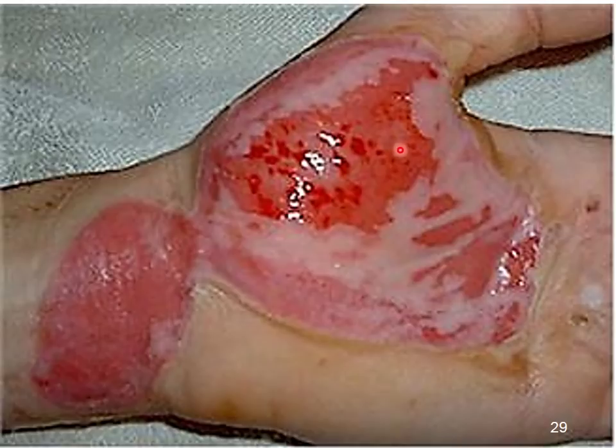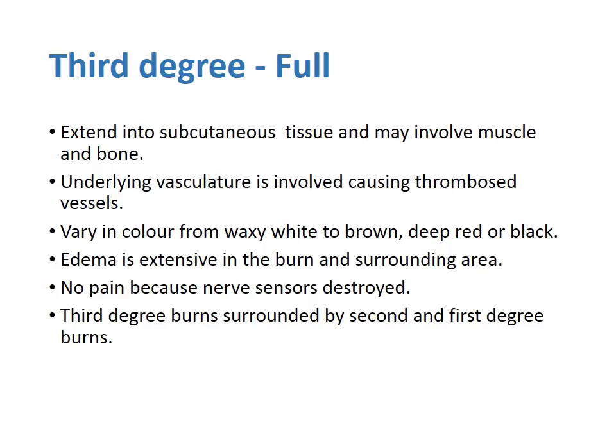But look, okay, there's all that blistering over there, that waxy sort of look. See this area right here, this sort of white area? There's your waxy. That is second degree full thickness. Okay? Third degree.